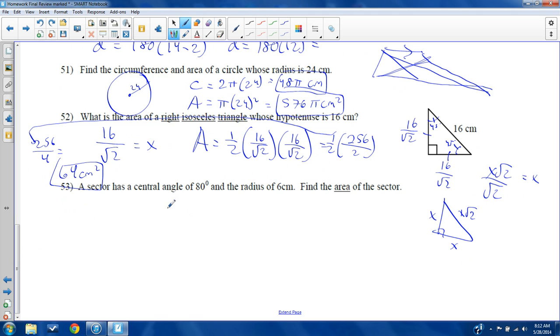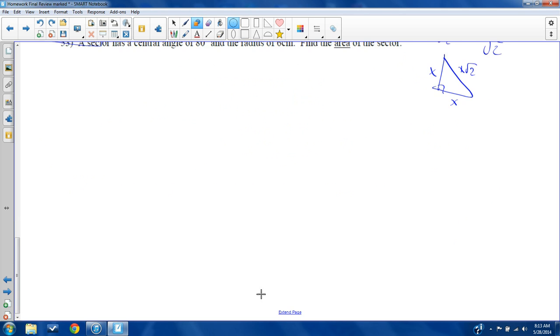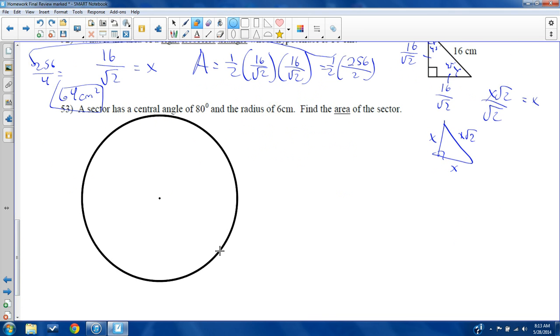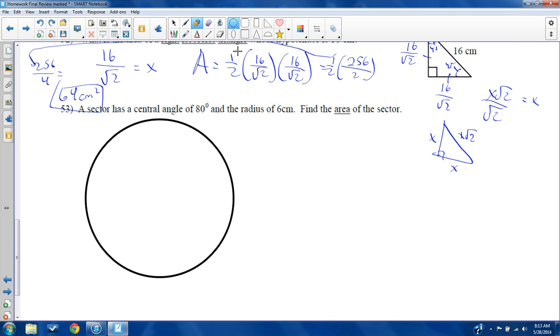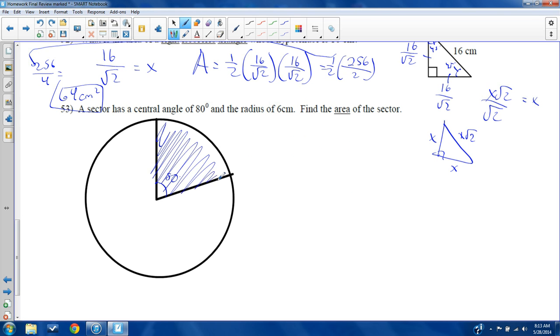A sector has a central angle of 80 degrees and the radius is 6 centimeters. Find the area of the sector. Okay, good. We haven't done one of these problems in a while. Okay, my center was about here. If I do 80 degrees, it's a little less than 90. Let's put it right there. This is 80 degrees. I want to find the area of that whole shaded region right there. So remember, this is 80. My radius is 6.